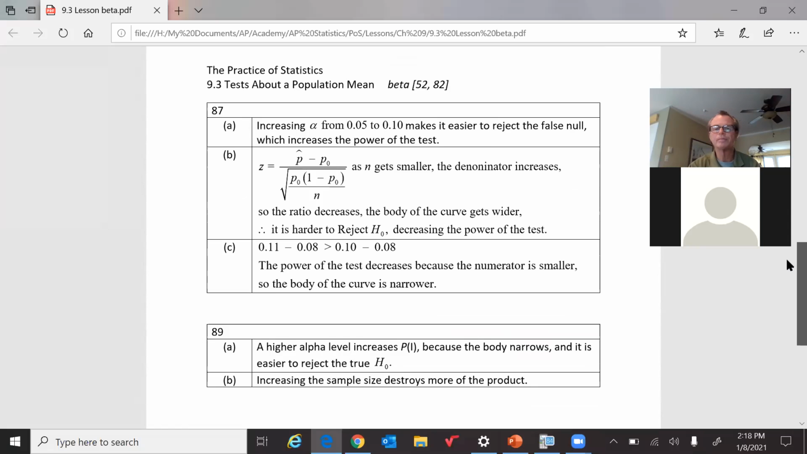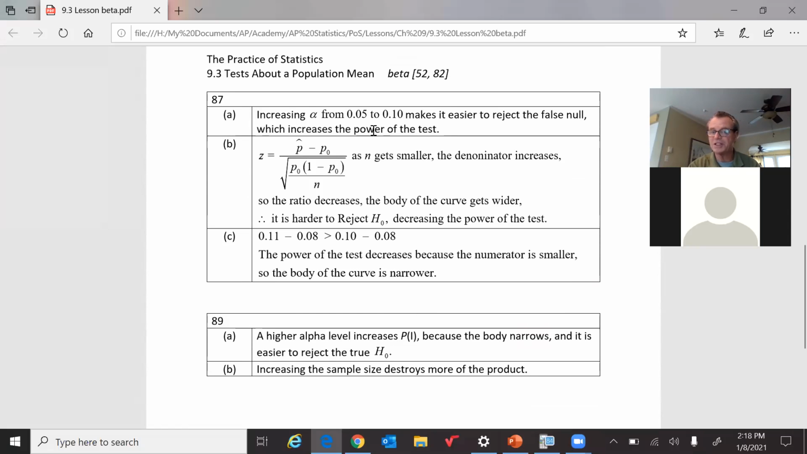Okay, so for 87, if you increase the alpha level, it makes it easier to reject the null, increasing the power of the test. Now this is a proportion, so it's a z-test, and I have p hat. For some reason, p hat showed up here. When I went back to the other ones, I still couldn't get it to show up on the other PDFs, so sorry. So here's the numerator. As n gets smaller, when you invert and multiply this, the numerator gets smaller. So the z-score would get smaller, and it's harder to get to the tail and reject the null. It would decrease the power of the test.